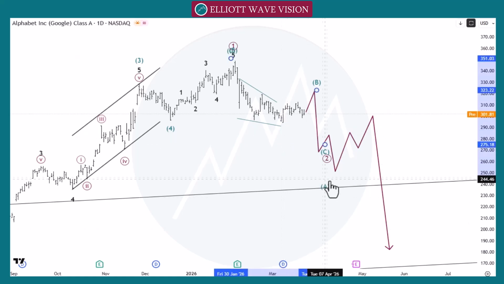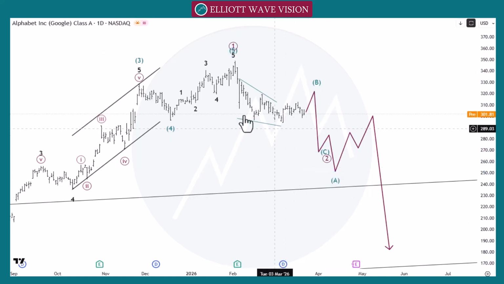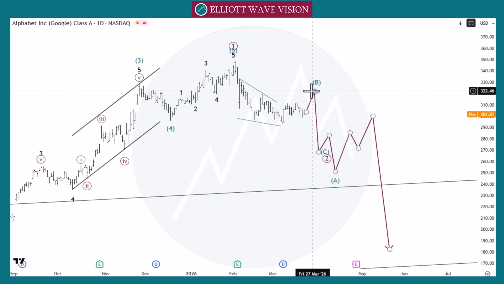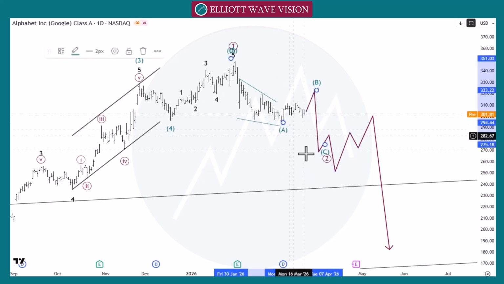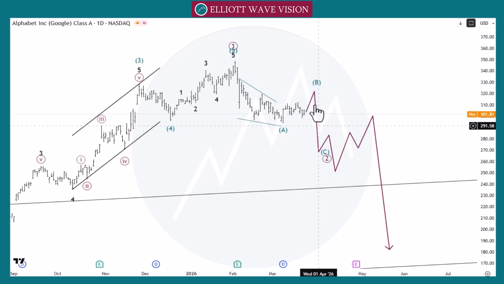We can count differently. In both cases, as a wave A and wave B or as a 1 and 2, now we need to wait for this correction. Then we will go towards the bearish side. In both cases, we are looking for this correction and the next impulsive move towards the bearish side.